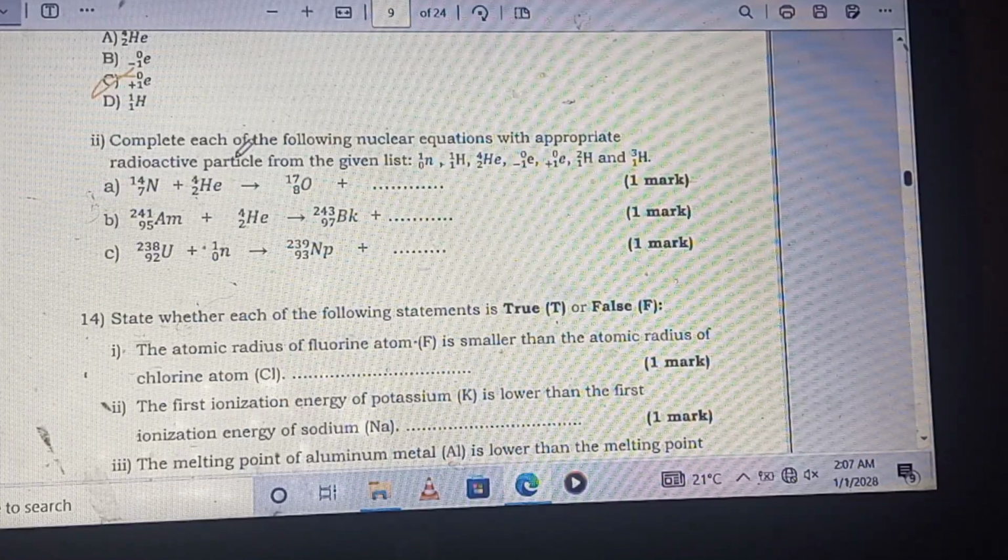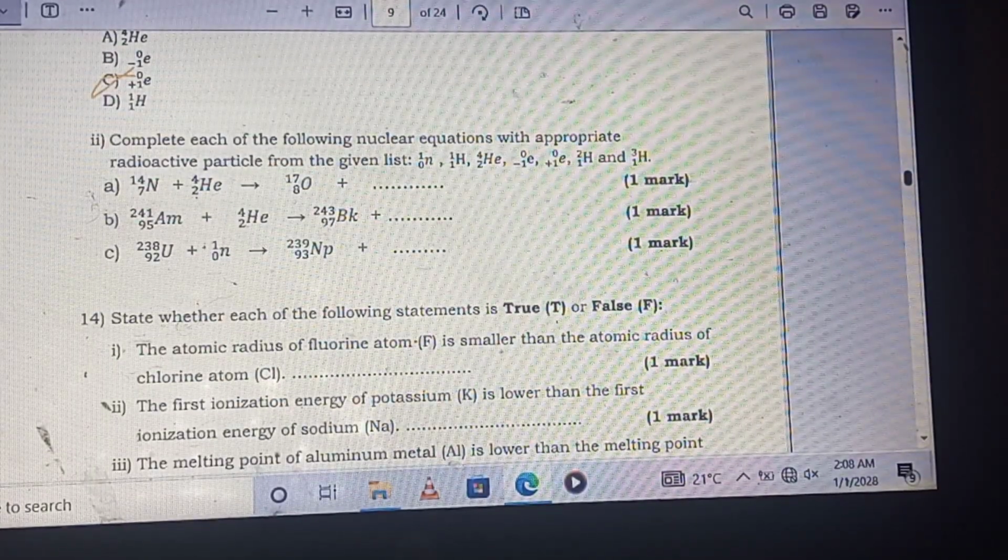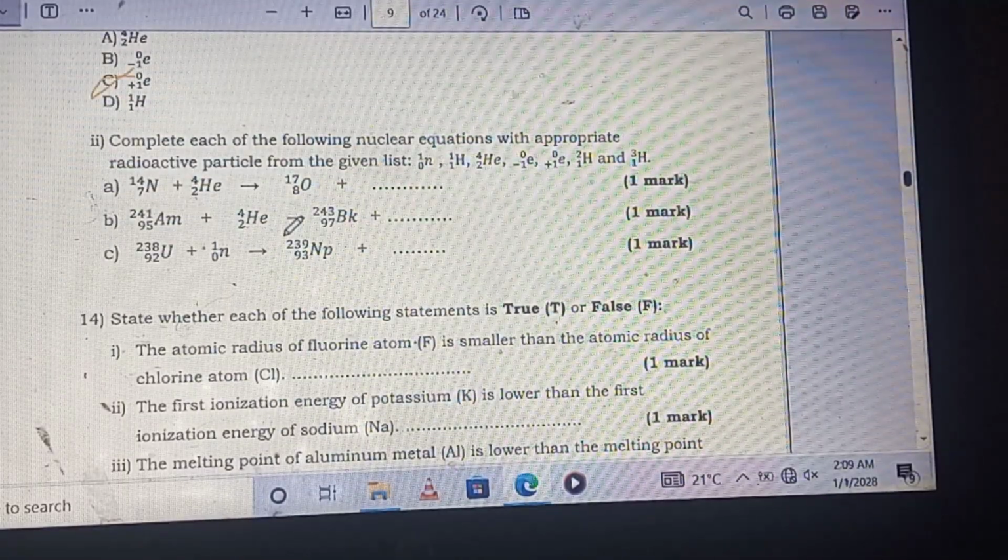II. Complete each of the following nuclear equations with the appropriate radioactive particle from the given list. We have helium, positron, and so on. A, we have nitrogen reacting with helium to form oxygen. What do we put here? The correct option we put is neutrino.